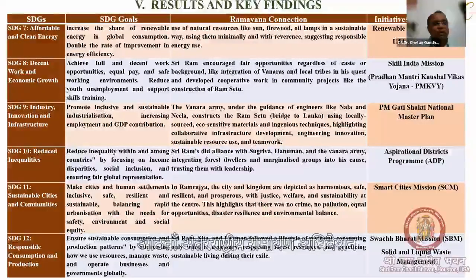Sustainable cities and communities considers making cities and human settlements inclusive, safe, resilient, and sustainable. In Ram Rajya, the city of the kingdom is depicted as harmonious, safe, resilient, and prosperous, with justice, welfare, and sustainability. Currently, we have the Smart Cities Mission.